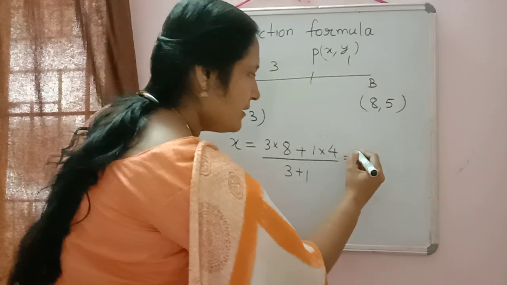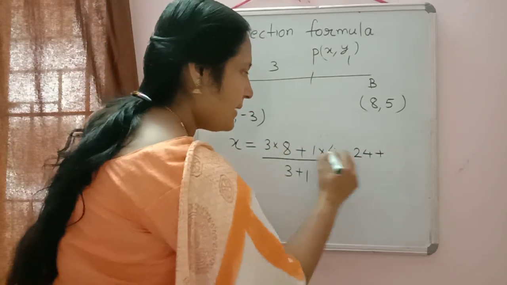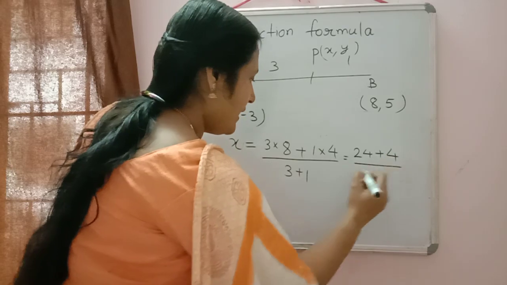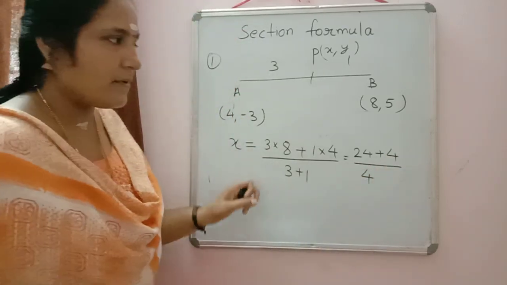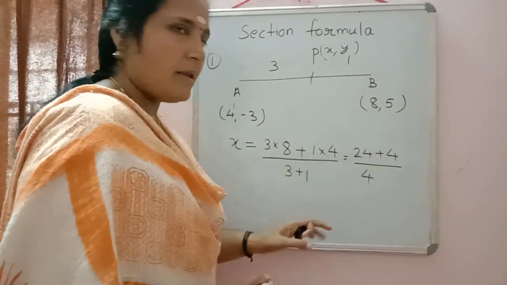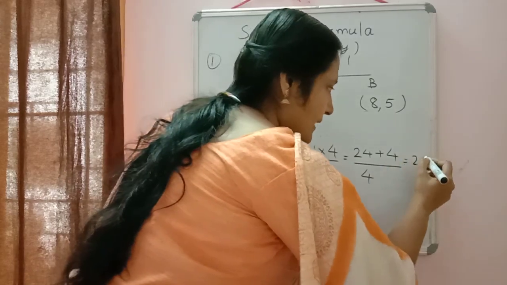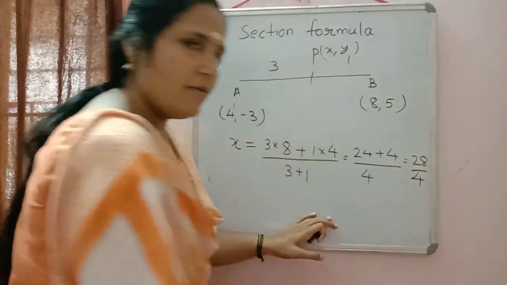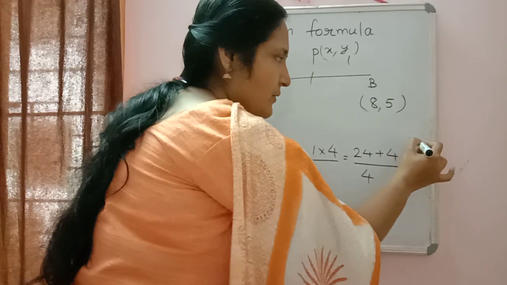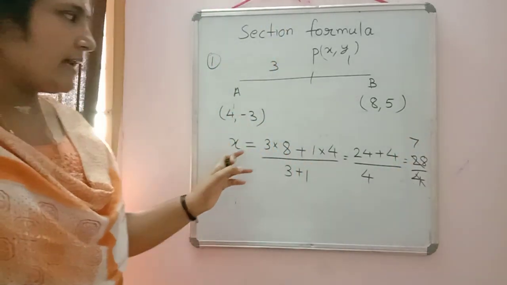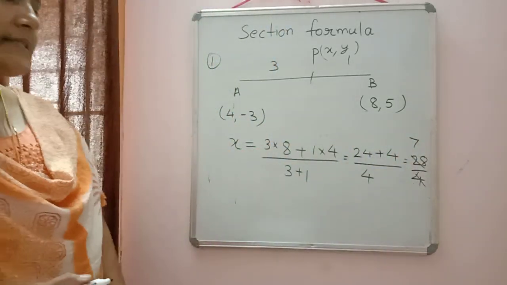3 eights are 24, plus 4, by 3 plus 1, which is 4. 24 plus 4 will be equal to 28, divided by 4. So it will be equal to 7. So we are getting the x coordinate equal to 7.